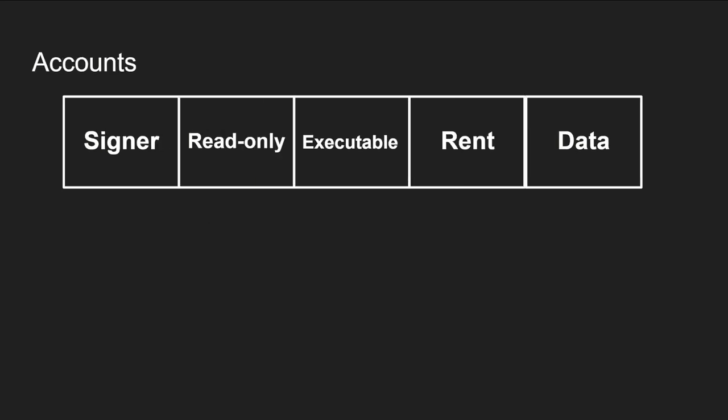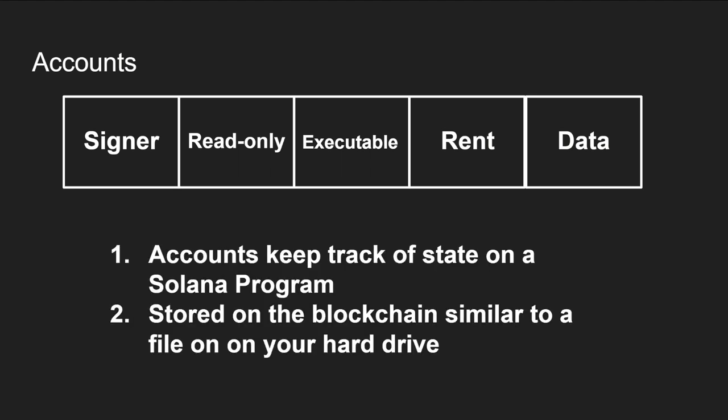And so the final piece of the puzzle is accounts. We know what the data is. It's just serialized data that we send across the network. And we know what the program ID is. That's just the ID of the smart contract. So what are accounts? An account keeps track of the state on a Solana program.